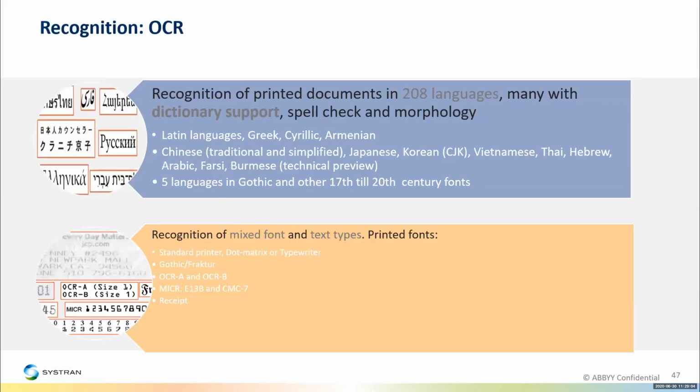Language support is another important functionality. FineReader Engine is a world leader in the variety of supported languages. We support 208 languages, and ABBYY owns the IP rights for all these OCR technologies. We also pay attention to the font type used for document printing, like standard printer, dot matrix, typewriter, or different fonts like OCR-A and OCR-B, which you can usually find on financial documents, or microtext and different government-issued documents. All this is very important for the recognition process.